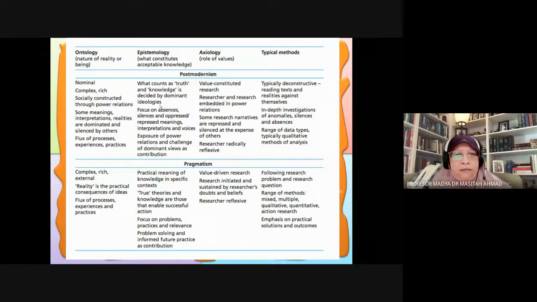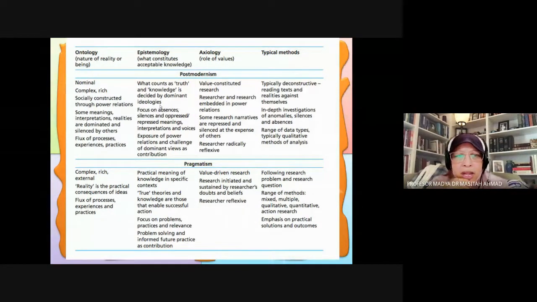And then we have the axiology for postmodernism: value-constituted research, where researcher and research are embedded in power relations. Some research narratives are repressed and silenced at the expense of others, and the researcher radically reflects. Okay, so that is the typical method as I mentioned earlier.